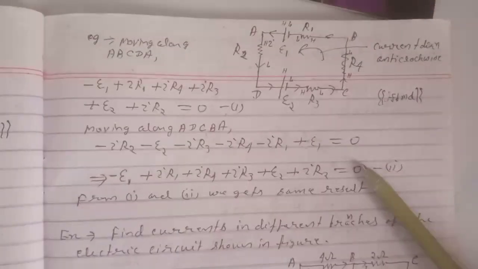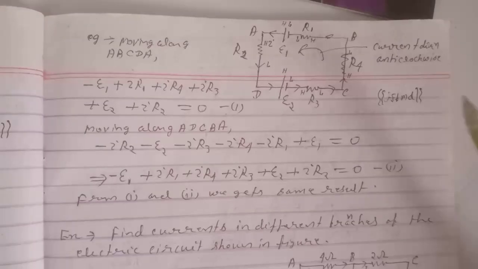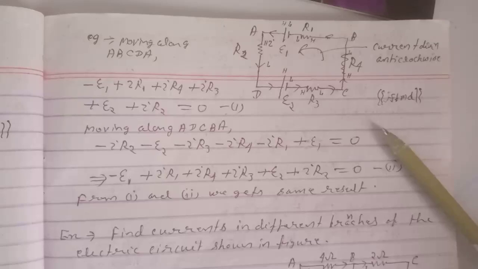So moving in any direction in a loop will give the same value of potential difference in the whole loop. That is, the sum of all potential differences will be the same. It does not depend upon our movement.